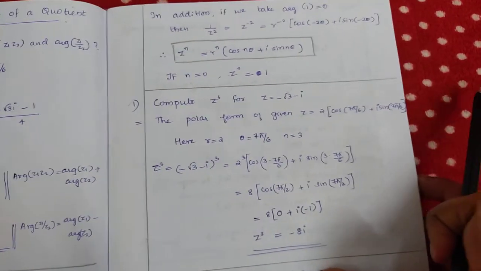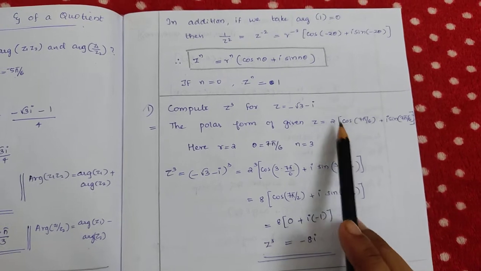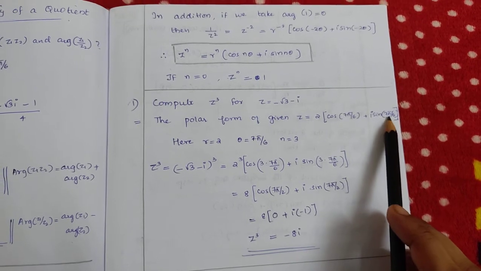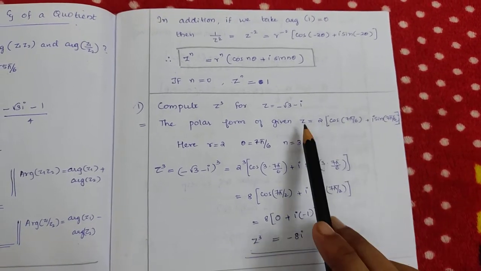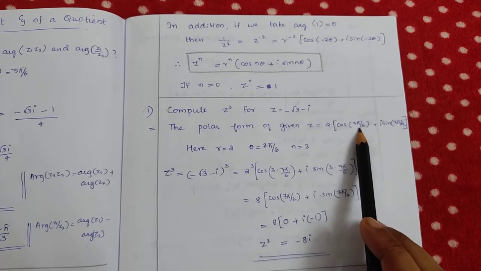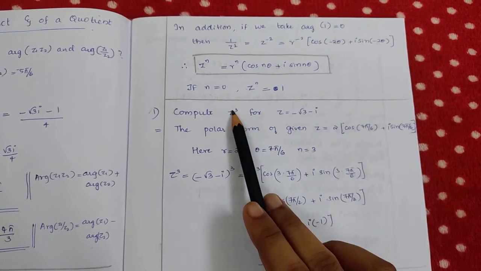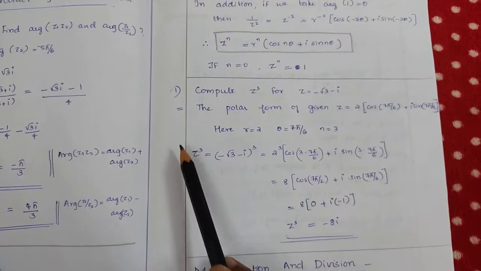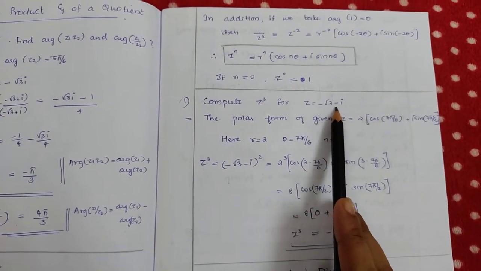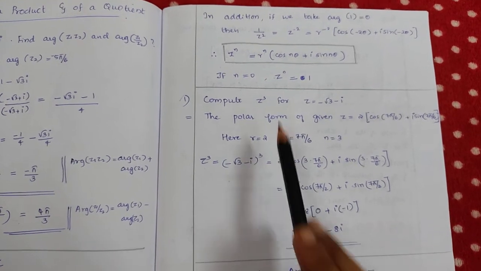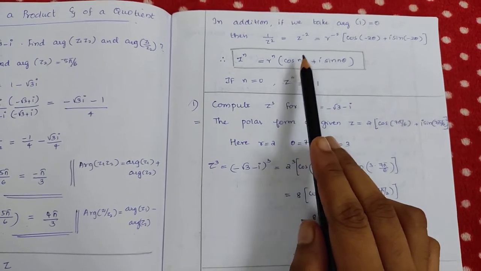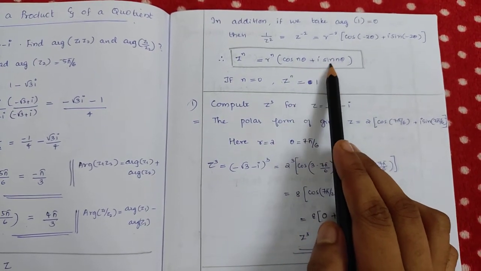Here the polar form can be written as 2 of cos 7 pi by 6 plus i sin 7 pi by 6. So this r is 2, and theta, that is the argument, is 7 pi by 6. n is 3. We want to find z raised to 3, which is equal to minus root 3 minus i raised to 3, which from this formula I can write as r raised to 3 of cos 3 theta plus i sin 3 theta.